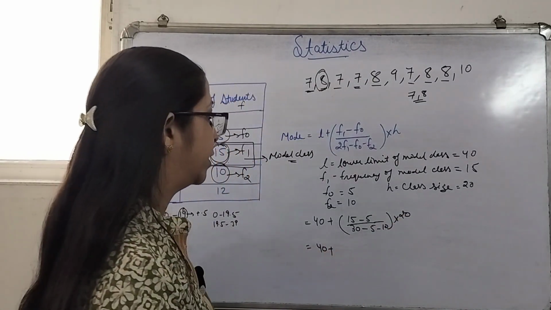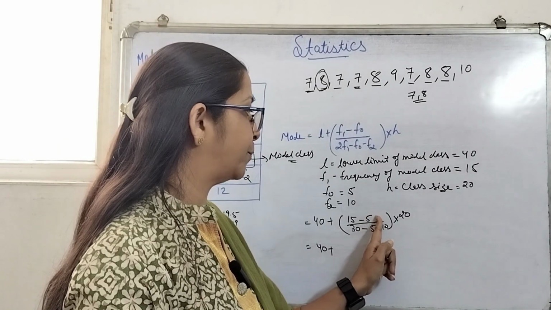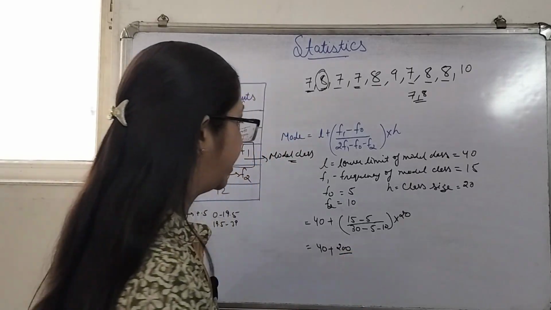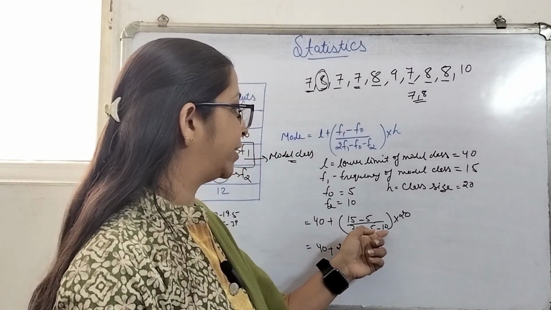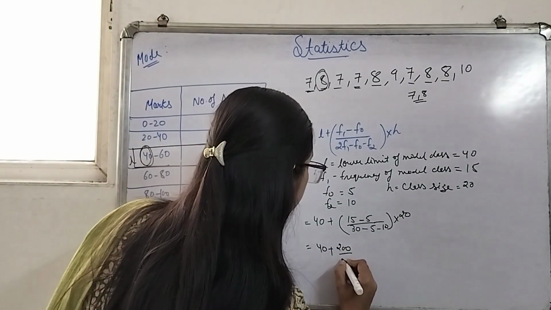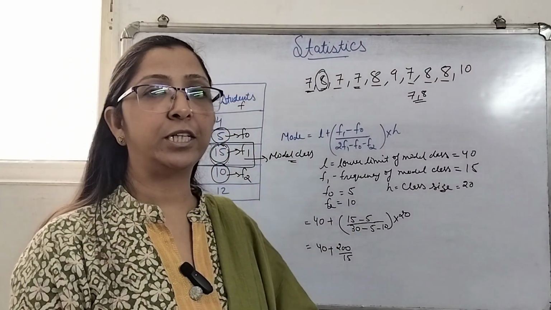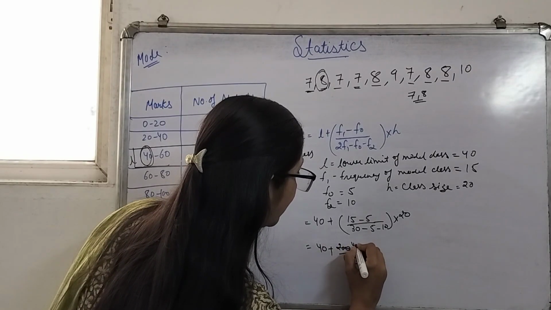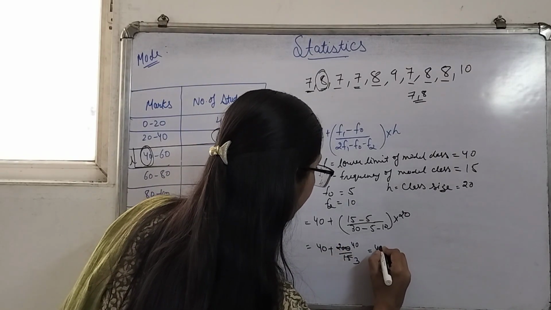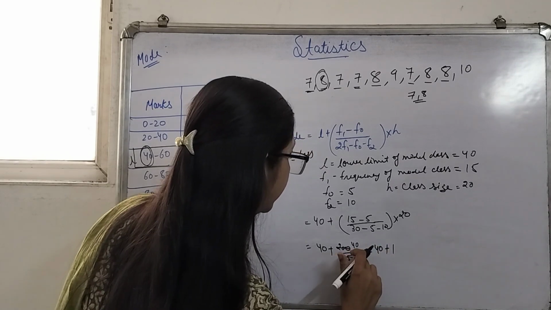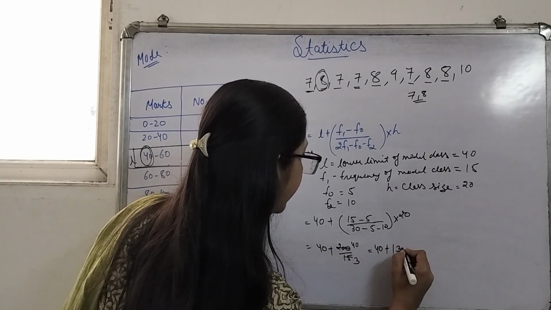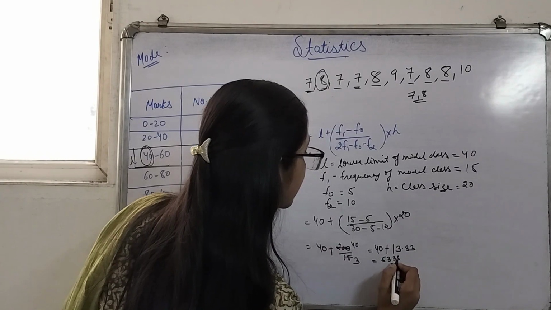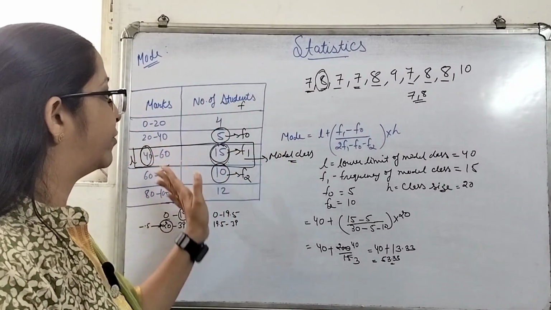40 plus 15 minus 5 will be 10, and 10 multiplied by 20 will be 200, divided by 30 minus 5, which is 25. 25 minus 10 will be 15. If we solve it further, we will get the value of mode. See, 5 3s are 15, 5 4s are 20. So it will be 40 plus 3 1s are 3, 3 3s are 9, then again something like this will come. So it will be 53.33. This will be the value of the mode for the given observations.